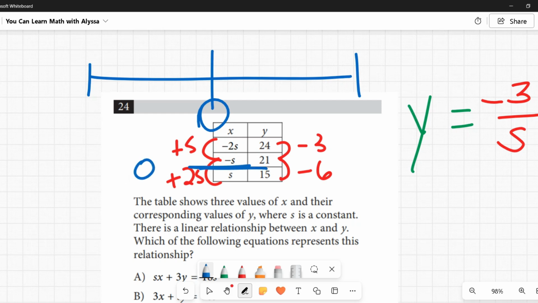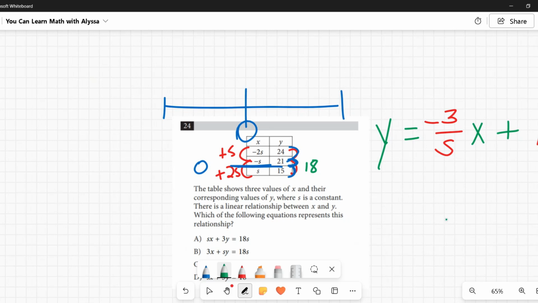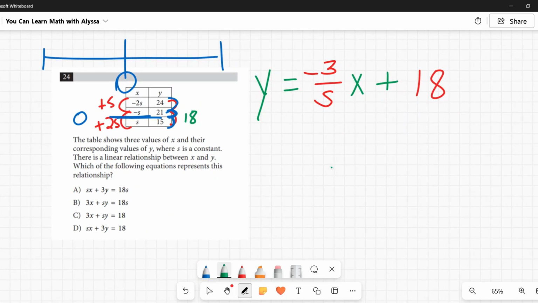When x is 0, what is y going to be? It's jumping 3, then it would jump 3 in the middle, and then another 3. So jumping 3 down from 21 would be 18. So when x is 0, y is 18. That's the y-intercept. That's another way to look at it. Both, again, totally valid, will get you to the same result.